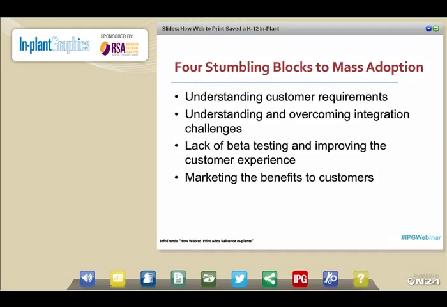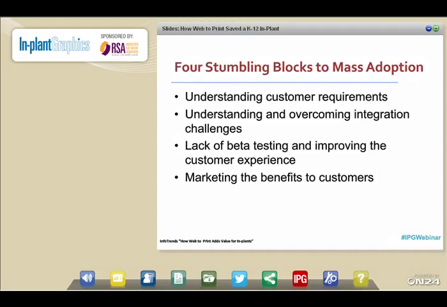First, understanding customer requirements. Before you get to the point of implementing web-to-print, you'll need to have some one-on-one conversations or group meetings with customers and do some surveys. Ask them how they prefer to work with you and what you could offer that would make their jobs easier. So gather this input and analyze it.